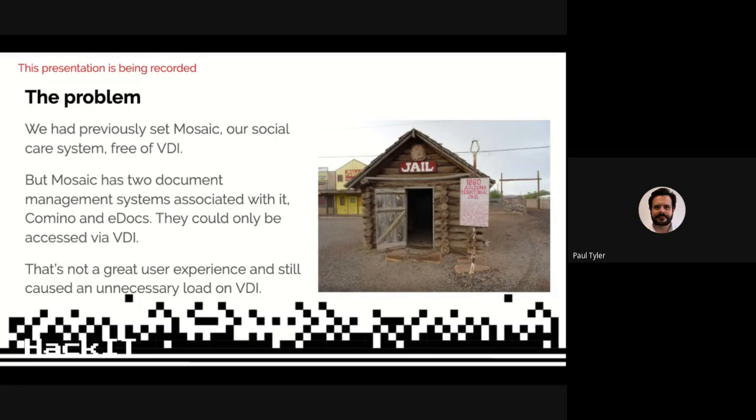The problem we were trying to solve: at the beginning of the lockdown, even before the lockdown, we had a real ambition to get our applications and systems accessible on any device using a browser over an internet connection. So we didn't need a Windows platform to do that, and therefore we wouldn't need to use VDI. One of the first systems we did this with as soon as the lockdown happened was Mosaic. So we set it free.